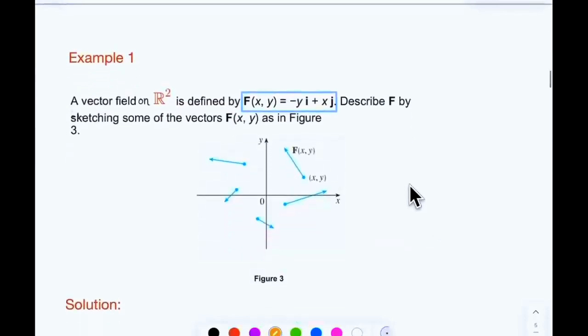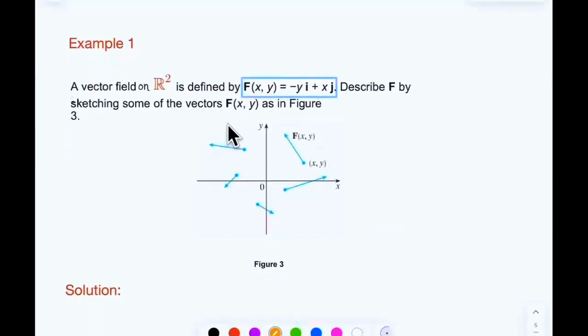Let's look at the first example. This one here is a vector field on R2, on the xy plane, and we define this vector field by this formula. Here they ask you to describe this vector field by sketching some of the vectors. I already gave the answer over here, we sketched it right here. But you might wonder, how do we get this? How do we sketch this out?